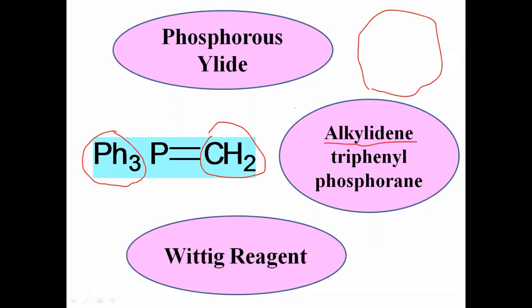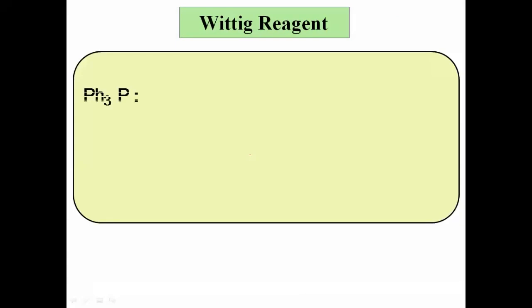Okay, now I will explain once again how that Wittig reagent is prepared in the laboratory. We will see how that phosphorus ylide is prepared in the laboratory. The starting material used for the preparation of the Wittig reagent is triphenyl phosphine, Ph3P. Ph3 means 3 phenyl groups are attached to the phosphorus. It is called triphenyl phosphine. When this triphenyl phosphine is treated with methyl bromide, CH3Br, a common organic compound.